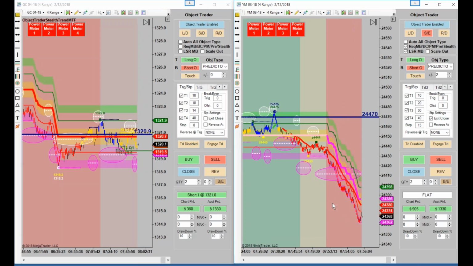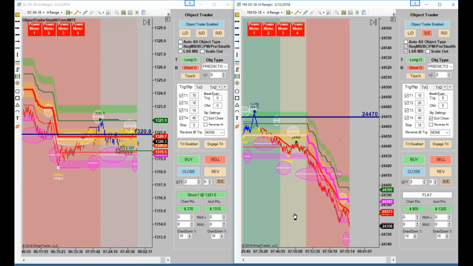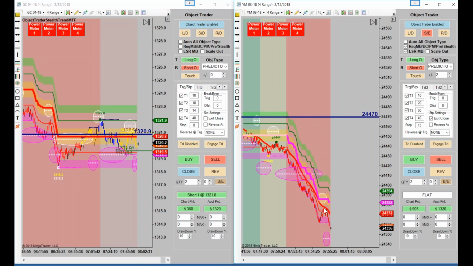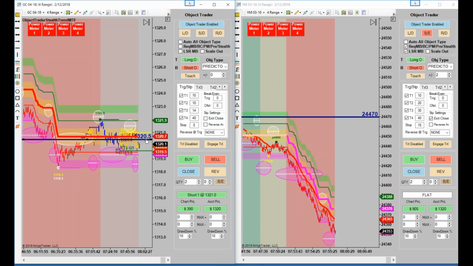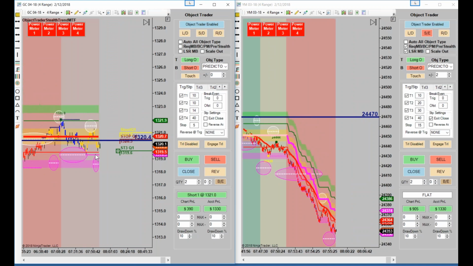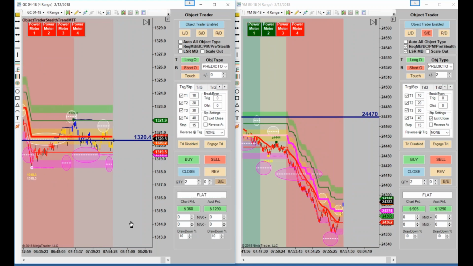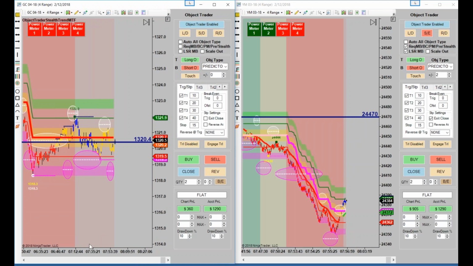Does anybody remember this one this morning? This thing ran like a big dog. Sometimes, by the way, you've got to actually grab it when it gets into stealth again, because that's a good area. I'm going to go ahead and tighten that stop even a little bit more. It's not taking out that low. Done.